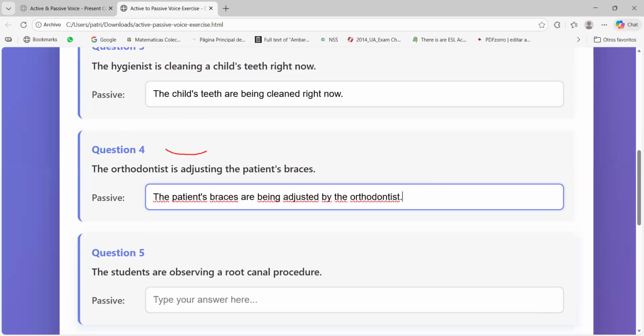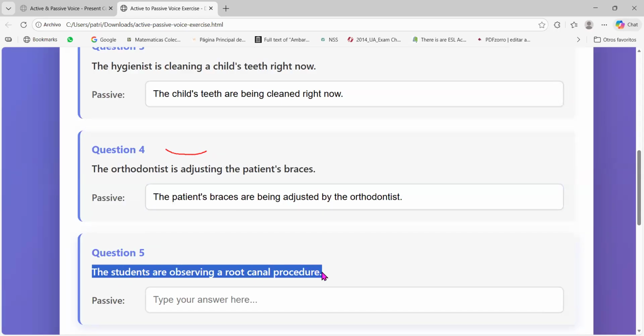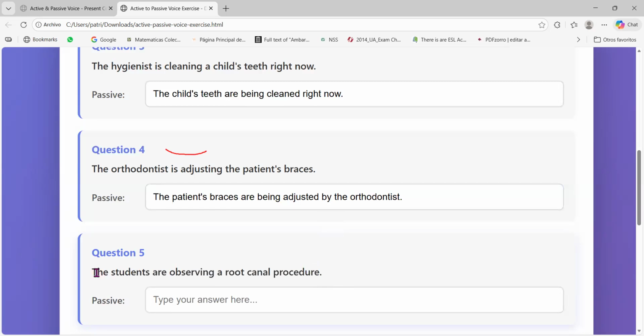Are you there? Yes, teacher. My dear Braulio, please. The original sentence in progress says, the students are observing a root canal procedure. Yes, procedure, it is process. Now we switch our focus. It is a root canal procedure.